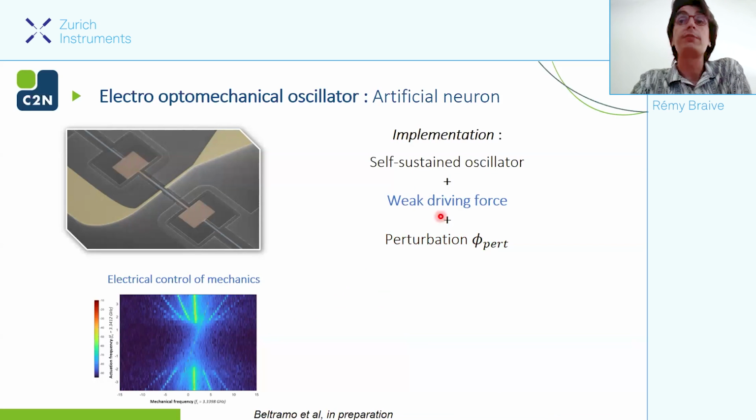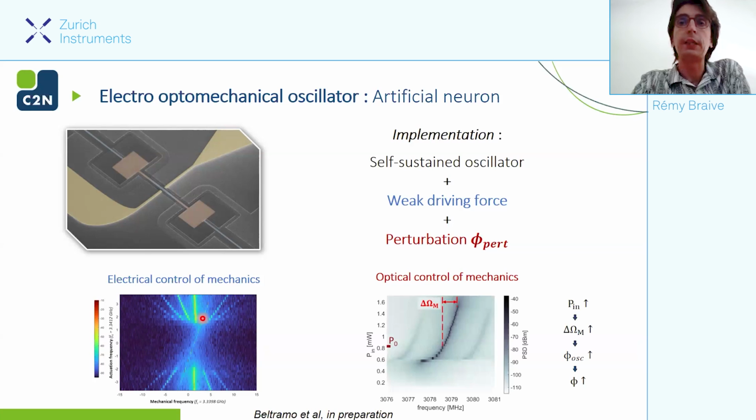So for the weak driving force, it's something that I have already shown you. We can control the mechanics through the electronics, through the electrodes that are on both sides of our system. Again, it's exactly the same figures that I've shown you before. But more interestingly, it's something a little bit different: it's the perturbation, which is in the optical domain. And with the optics, we can also control the mechanics.